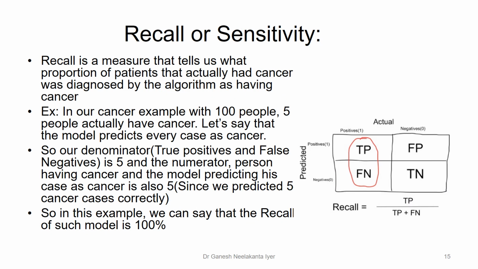Another measure is recall or sensitivity. Recall is a measure that tells us what proportion of patients that actually had cancer was diagnosed by the algorithm as having cancer. Example, in our cancer example with 100 people, 5 people actually have cancer. Let's say that the model predicts every case as cancer. So our denominator is 5, true positives and false negatives. And numerator, persons having cancer and the model also predicting as cancer, is 5. So the recall of such a model is 100%.